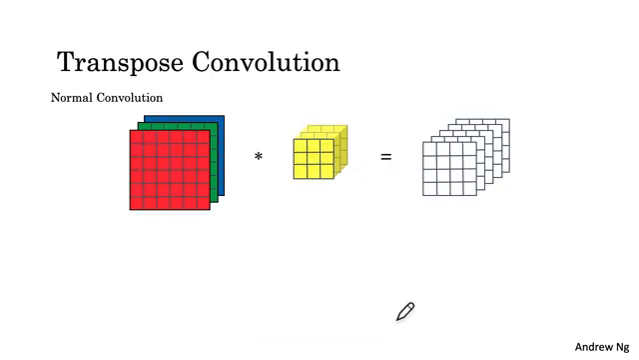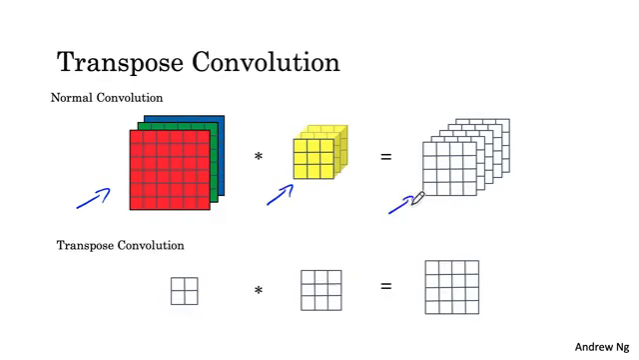You're familiar with the normal convolution, in which a typical layer of a neural network may input a 6x6x3 image, convolve that with a set of, say, 3x3x3 filters, and if you have 5 of these, then you end up with an output that is 4x4x5. A transpose convolution looks a bit different. You might input a 2x2 set of activations, convolve that with a 3x3 filter, and end up with an output that is 4x4, that's bigger than the original input.